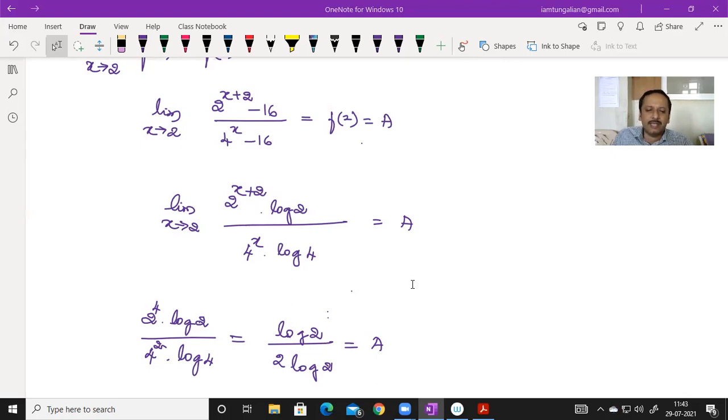Okay. Now apply the limit. Putting x as 2 will give you 2 power (2 plus 2), which means 2 power 4, into log 2, divided by 4 square into log 4. Okay. 2 power 4 is 16. 4 square is also 16. 16, 16 gets cancelled. Log 2 by log 4 is there. This log 4, I will write it as log 2 square. Okay. 4 can be written as 2 square. Now log m power n is equal to n log m. Right. So this will give you 2 log 2. Now log 2 gets cancelled. 1 by 2 will remain.